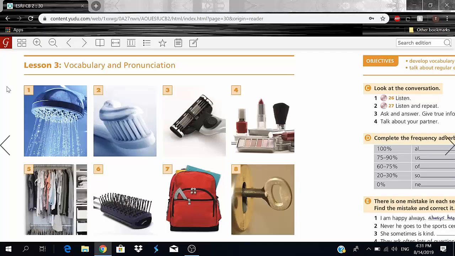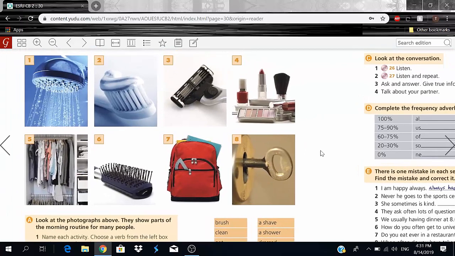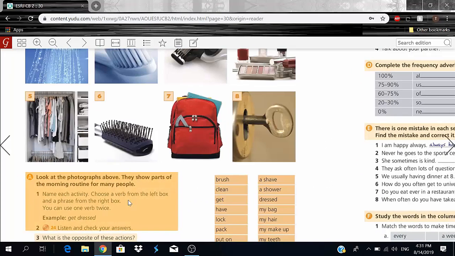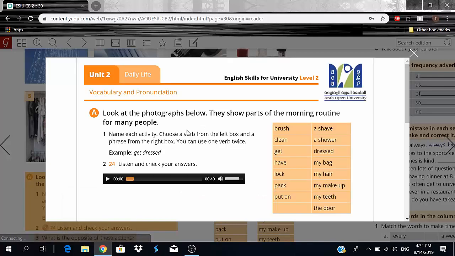Alright, you guys, now let's move on to lesson 3, vocabulary and pronunciation. And here we also have 8 pictures, okay? And these are things, obviously, that we do in our daily lives on a daily basis. Okay, so exercise A, look at the photographs above. They show parts of the morning routine for many people, okay? So let's actually open this here. We can get a better view.